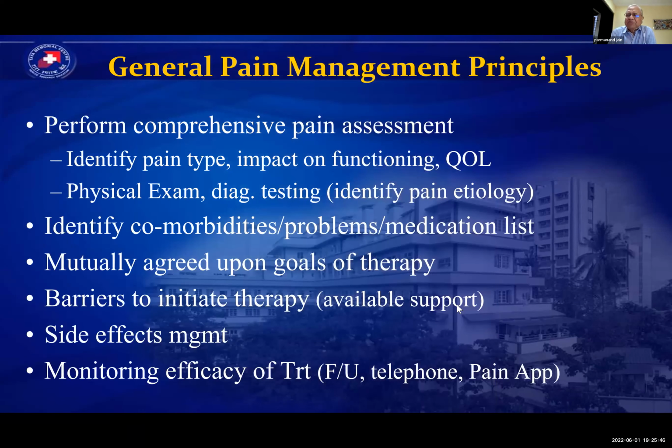So the general pain management principles are that you have to use a comprehensive pain assessment, identify the pain type, do an examination, understand the comorbidities and problems, and the medication list should also be understood. Many patients are on more than 10 medications, not pain medications. But when you are prescribing, you should understand that the patient is already on many medications. So how do you give a drug which doesn't interfere with the other medication?